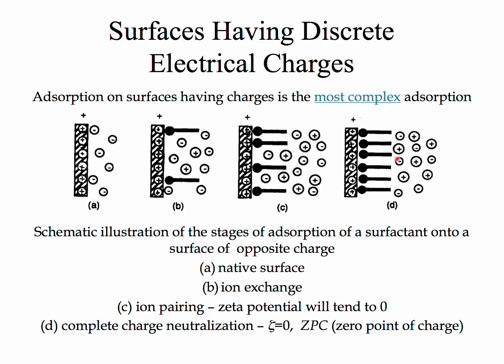Then these progressions show how adsorption on charged surfaces evolves from simple attraction to a fully neutralized and structured surface layer. So the key to remember here is that adsorption on charged surfaces involves multiple stages like this one, including ion exchange, and then ion pairing and charge neutralization, making it more complex but also more controllable through factors such as pH and electrolyte concentration.